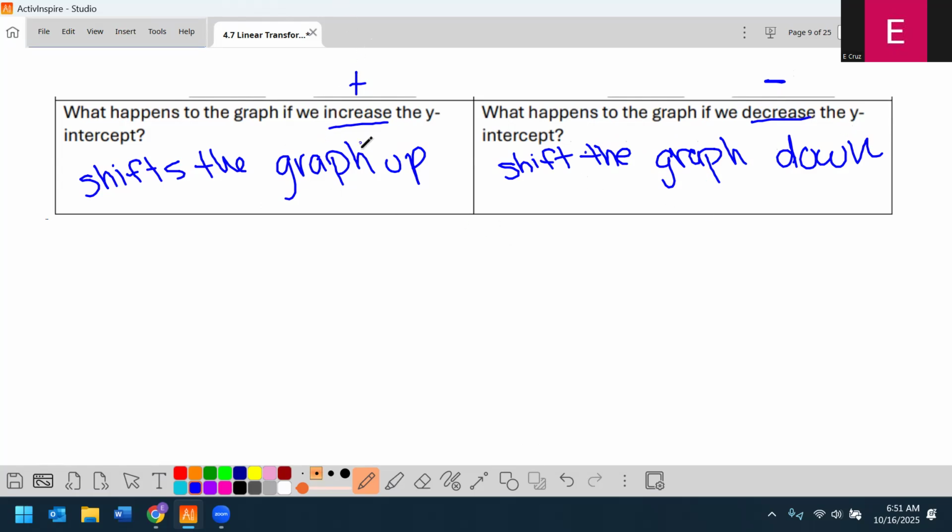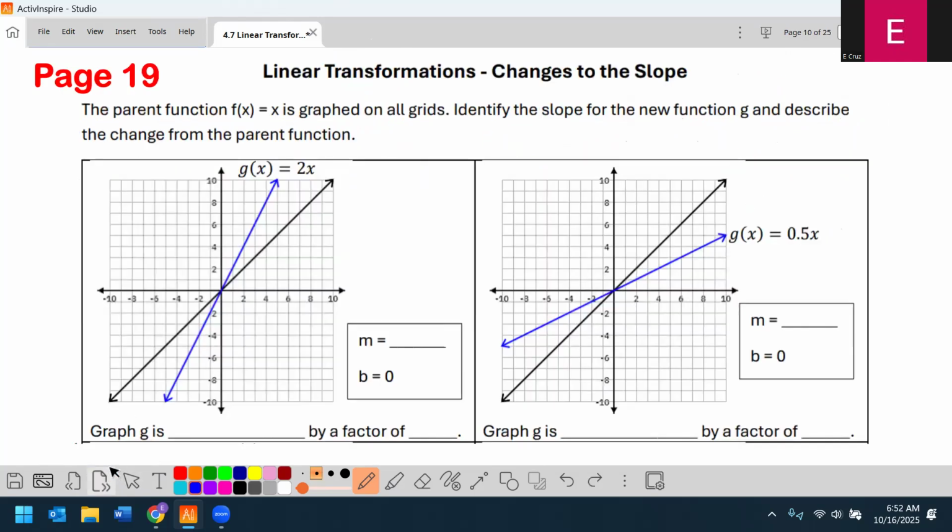Okay, so changing the y-intercept moves the graph up if we're adding a number to the y-intercept, and it moves the graph down if we're subtracting a number from the y-intercept. So really, really easy what the y-intercept does. Okay, so now let's look at what happens if we change the slope.